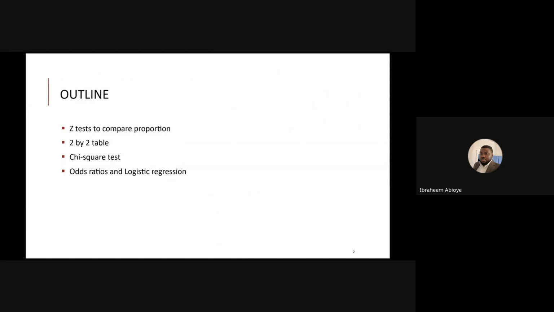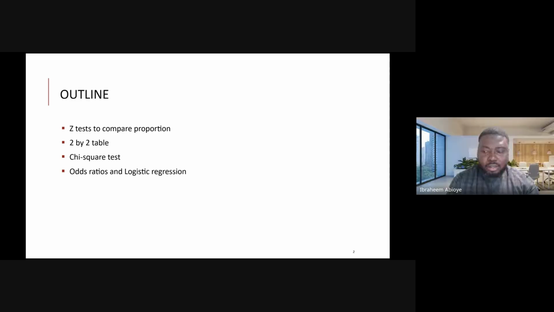First of all, we'll revise what the proportion is and what odds are, and then we'll talk about z-tests to compare proportions, 2 by 2 tables. We'll talk about chi-square tests, and then we'll look at some common epidemiologic measures, but we will not talk about logistic regression. That's an error in the outline. Logistic regression we will talk about later in the course.